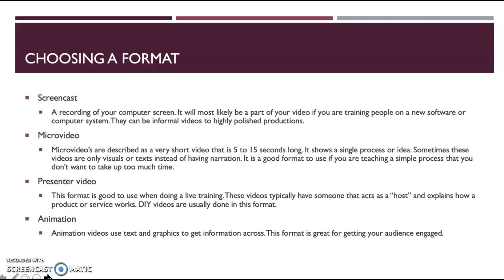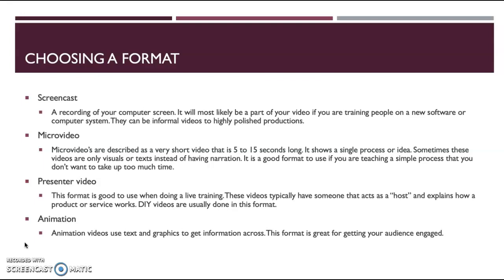And then the next thing you need to do to make a good video is choosing a format. Here are 4 different formats that you can use for your video. The first one is screencast. This is a recording of your computer screen like we're doing right now. It will most likely be a part of your video if you are training people for, say, like a new software or a computer system. They can range from informal videos to highly polished productions.